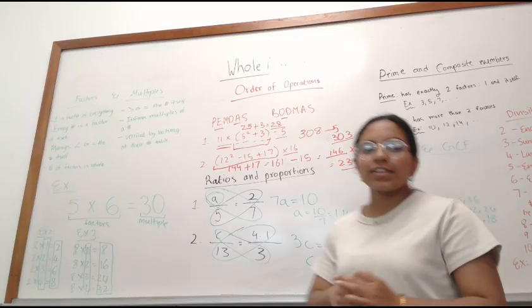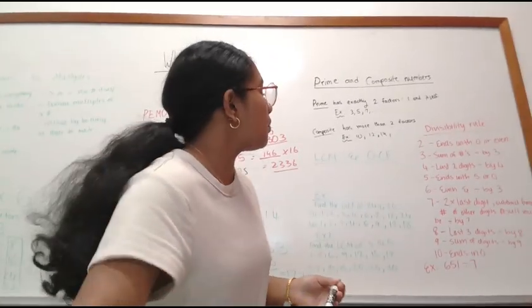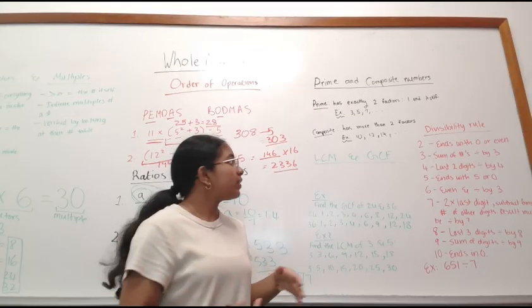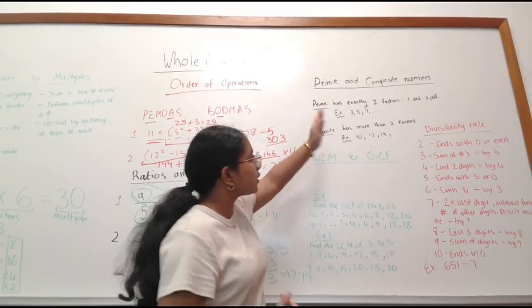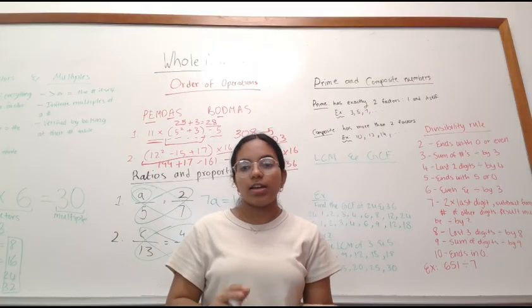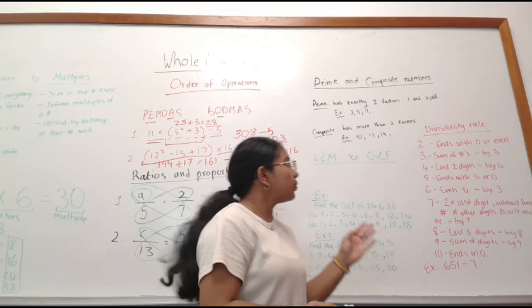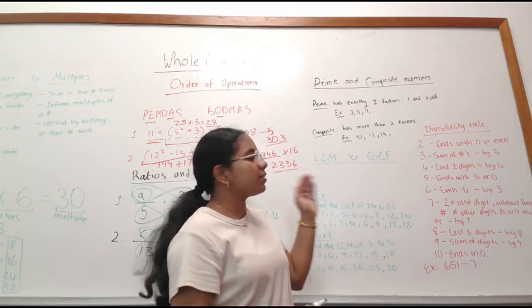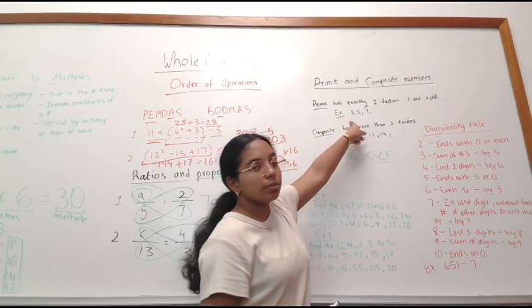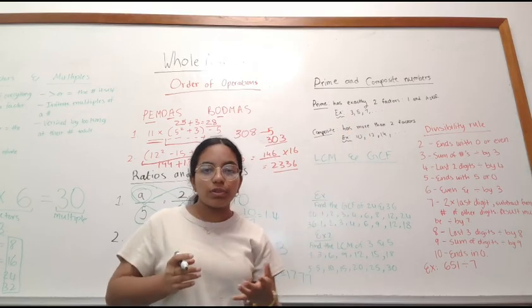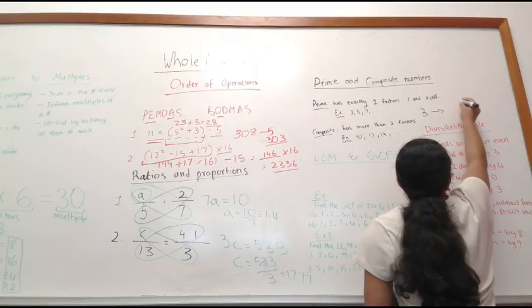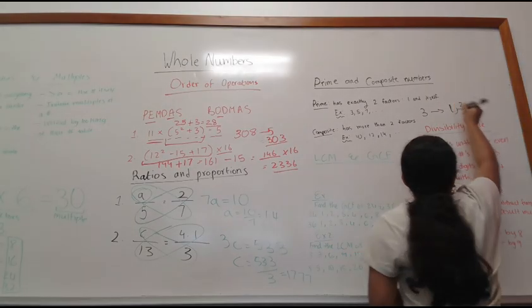Okay, now let's take a look at prime and composite numbers. So these are really easy. It's basically prime numbers has exactly 2 factors, so it's 1 and itself. That's it, nothing else. And you know what factors are, right? So examples would be 3, 5, and 7. So why wouldn't 3 be a prime number? It's because the factors of 3, if you look at it, it's just going to be 1 and 3, right?